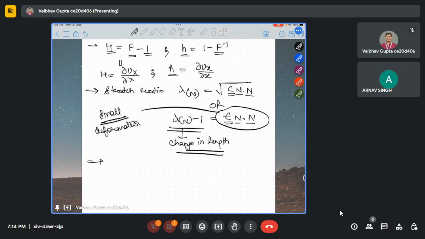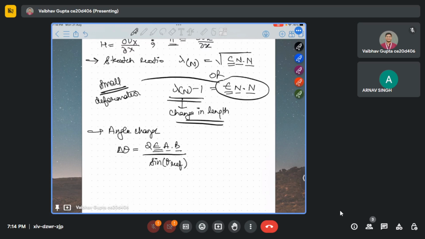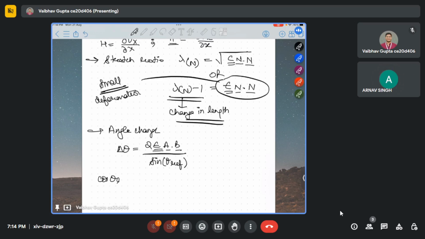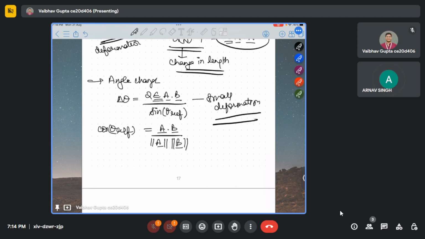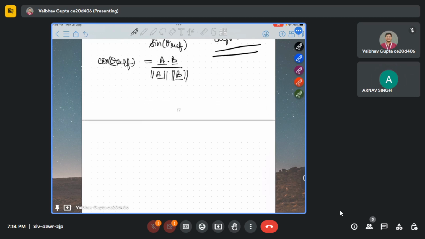Then we see angle change. Delta theta is equal to 2 epsilon A dotted with B upon sin theta reference. Okay. And cos theta reference is nothing but A dotted with B upon magnitude of A, magnitude of B. This is also for small deformation. Okay. Understood so far? These things we have seen in the example form. Okay. Now 2-3 things more I have to tell you.